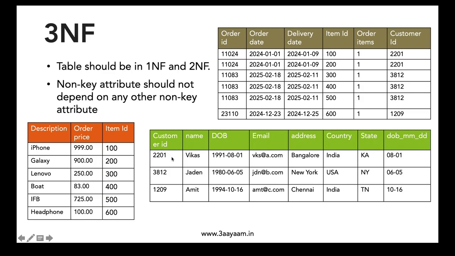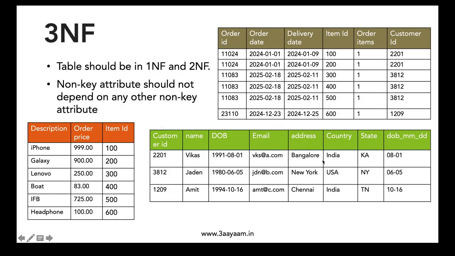So if you see the customer table, I have added a few more columns like country, state, and date of birth, MMDD. Now let's talk about these individual columns. The first one is country, and we are dividing the address into multiple columns. So this is how the data came in, by the way, because I want to show you third normal form. So I have changed it a little bit.